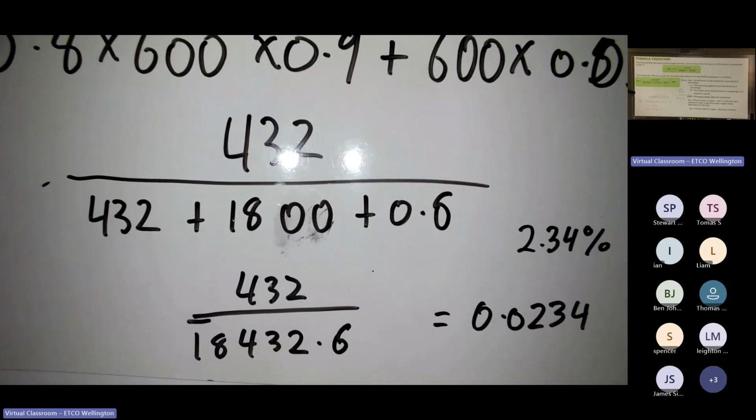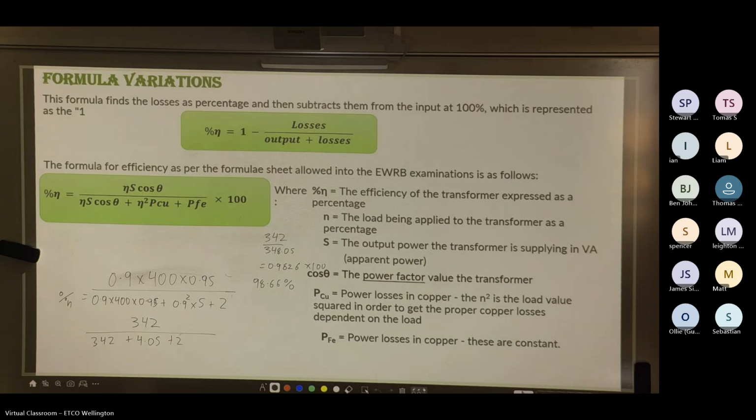All right. We'll carry on with the presentation, and then we'll come back and do some more calculations. So the 0.6 is the iron losses.